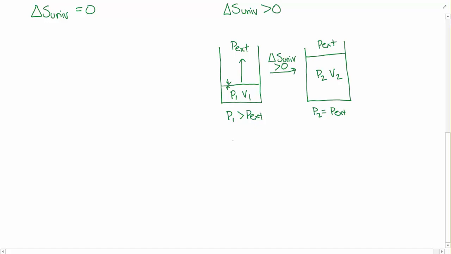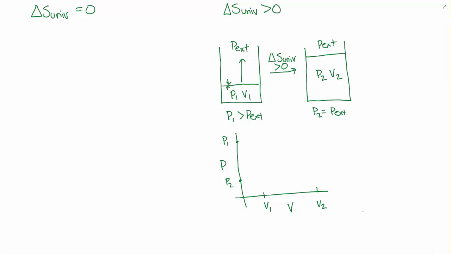If we were to plot the work done in this process, we'd plot pressure versus volume, and we have a starting pressure that's high, an ending pressure that's low, P2, a starting volume that's small, V1, and an ending volume that's big, V2. Because this is an expansion, what we're worried about is the opposing pressure. In this case, the opposing pressure is the P external. It's a constant opposing pressure pushing down on the piston.